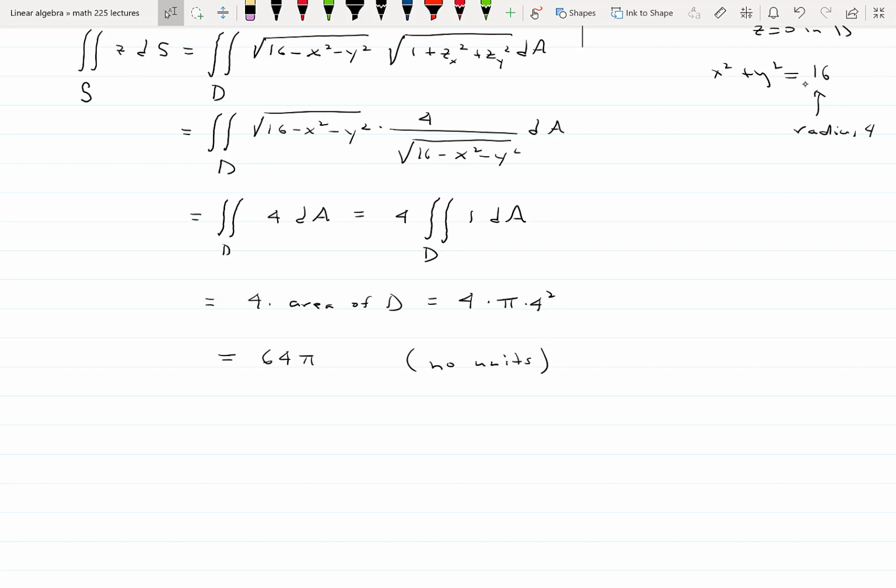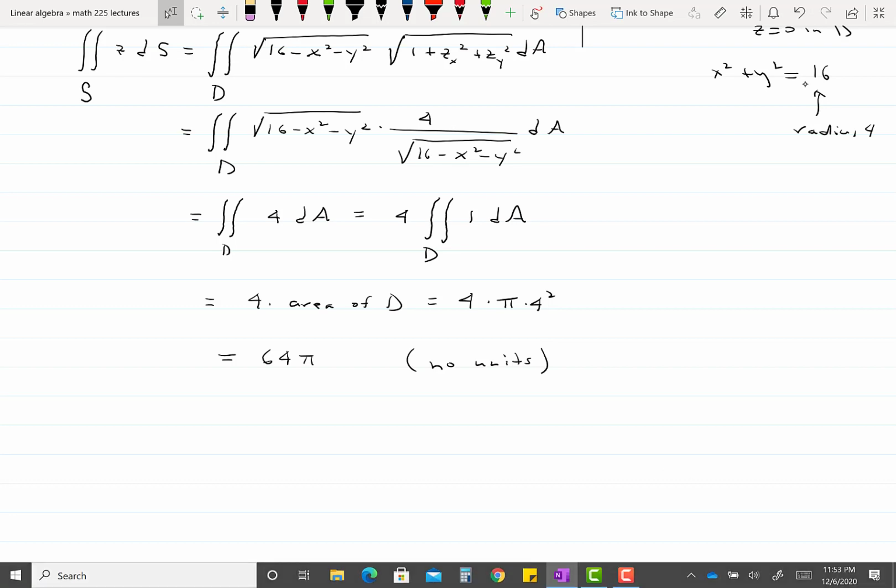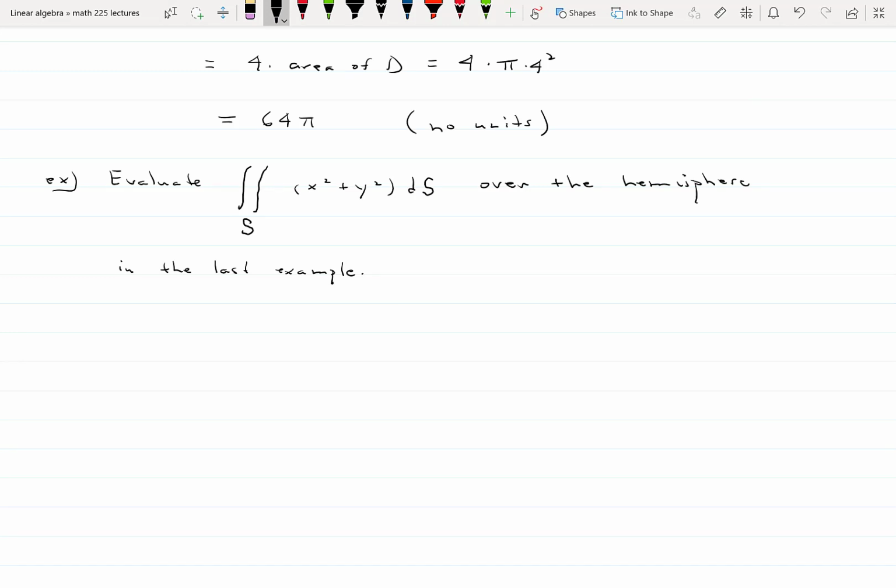Okay, let's take a look at another one. Let's take a look at another surface integral. Okay, so here's our next one. We're still going to integrate over the hemisphere in the last example. So evaluate the new surface integral. It's no longer z ds, it's x squared plus y squared ds over the hemisphere in the last example. So this over the top half of a sphere centered at the origin, radius 4.